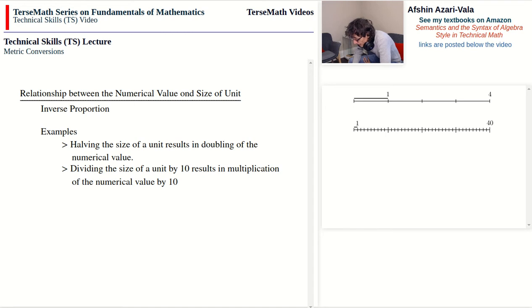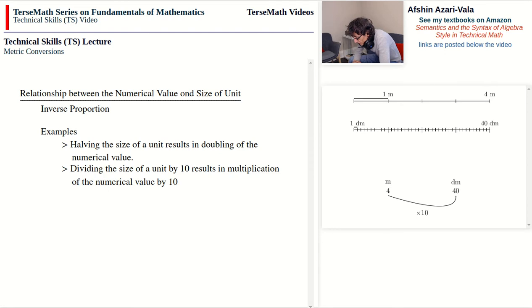And this is in fact the case if the top unit was in meters and the bottom unit would be in decimeters. 1 decimeter is 1/10 of a meter. And in that case, if this is 1 meter, then the length would be 4 meters. But if I choose decimeter as the length, then I would have 40 decimeters. And this, of course, implies that if I want to go from meter to decimeter, I will have to multiply the numerical value by 10.